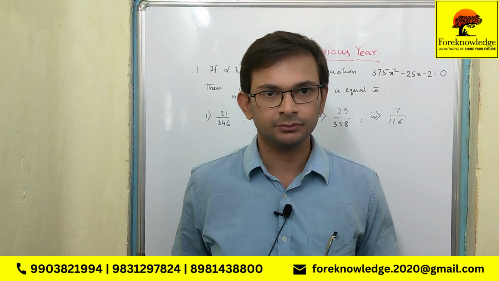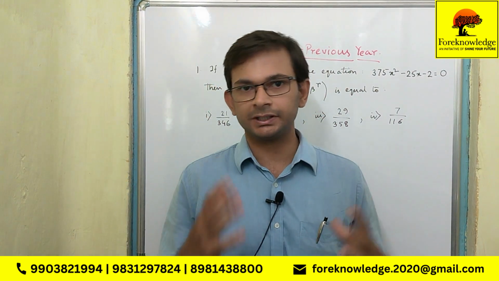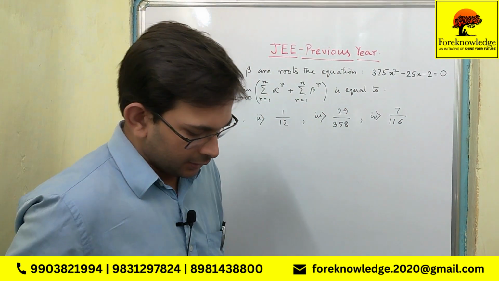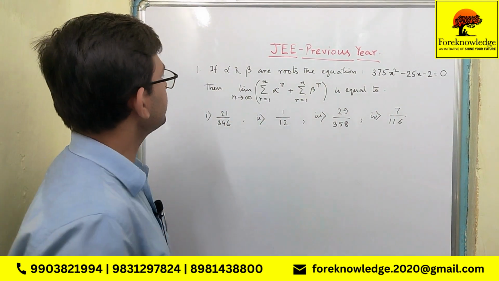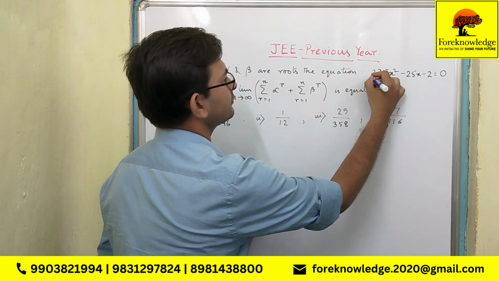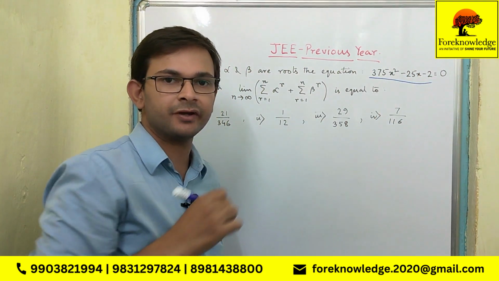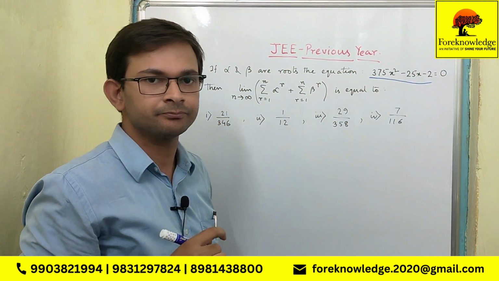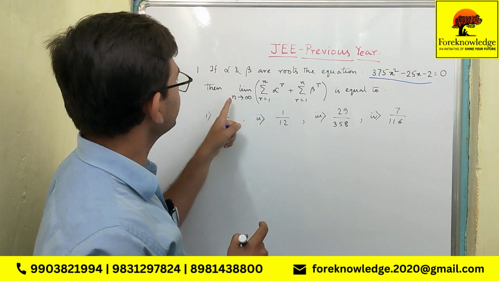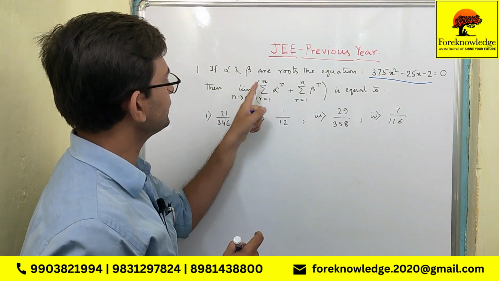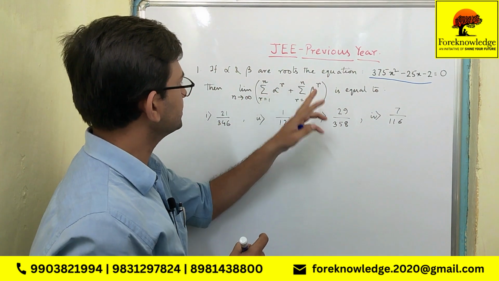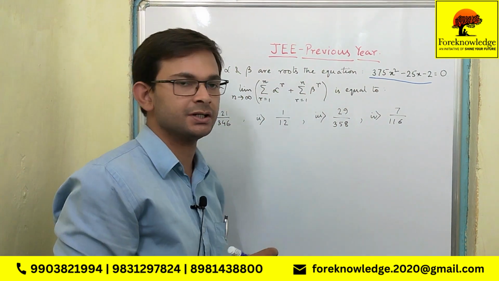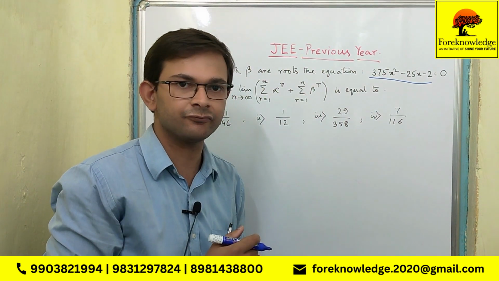In this session, we are going to solve a previous year JEE Mains question. Now the question says: alpha and beta are roots of the equation 375x² − 25x − 2 = 0. Then we have to find the limit as n tends to infinity of the summation, r runs from 1 to n, of alpha to the power r, plus the summation, r runs from 1 to n, of beta to the power r. This is what we have to find.